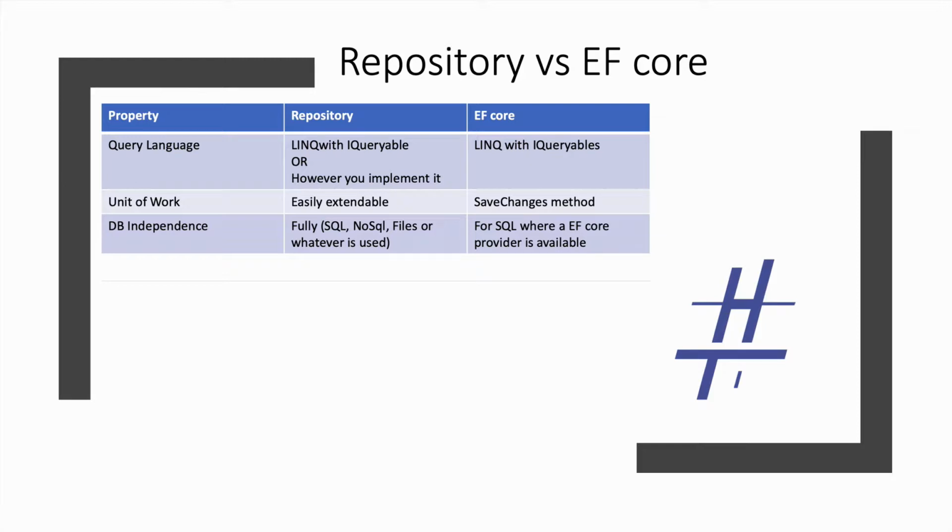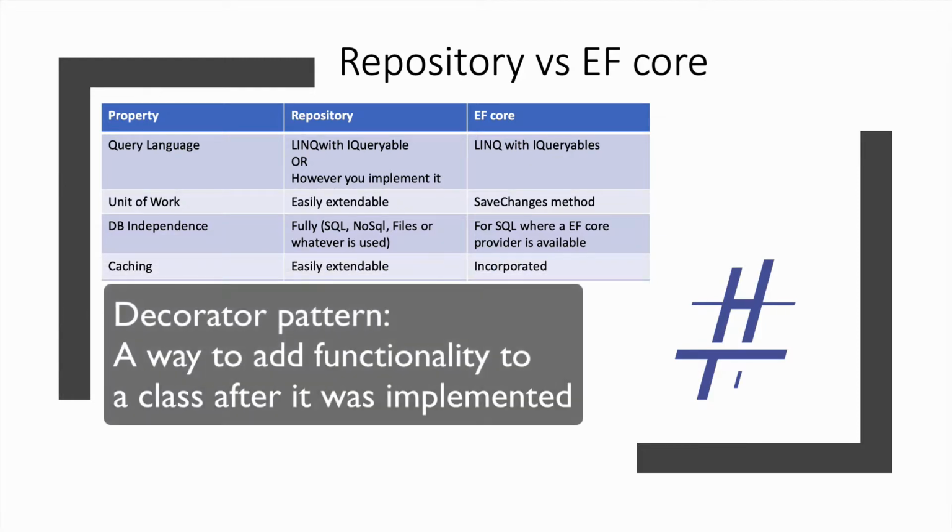Caching is easily extendable for the repository. We talked about this. Some of the design patterns here might be a decorator pattern, which can even be extended later on after it's already gone to production. In Entity Framework Core, it is incorporated and can be easily changed and adapted.